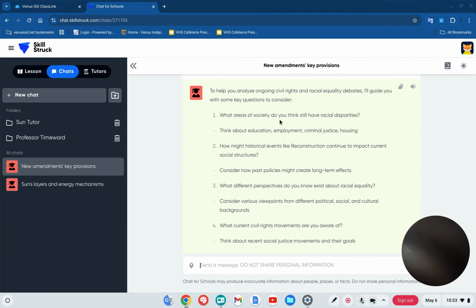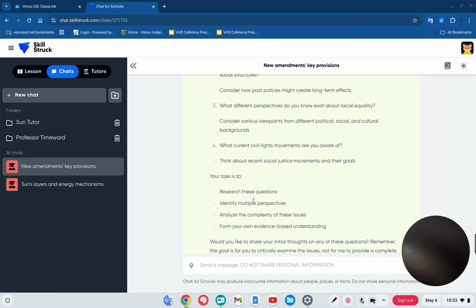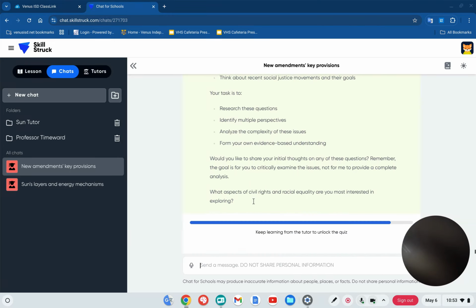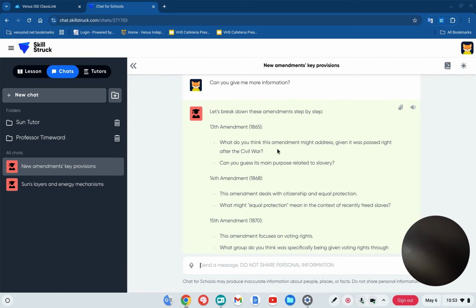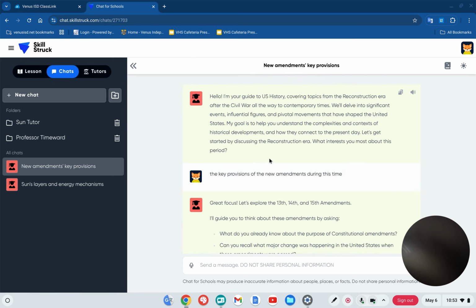What areas of society do you think have racial disparities? Think about education, employment, criminal justice, and housing. How might historical events like Reconstruction continue to impact? And then the consider piece gives the students a place to start. And then it gives them a little bit of a task. And then, would you like to share your initial thoughts about any of these? As you can see, this tutor is very different than the usual tutors that you have.